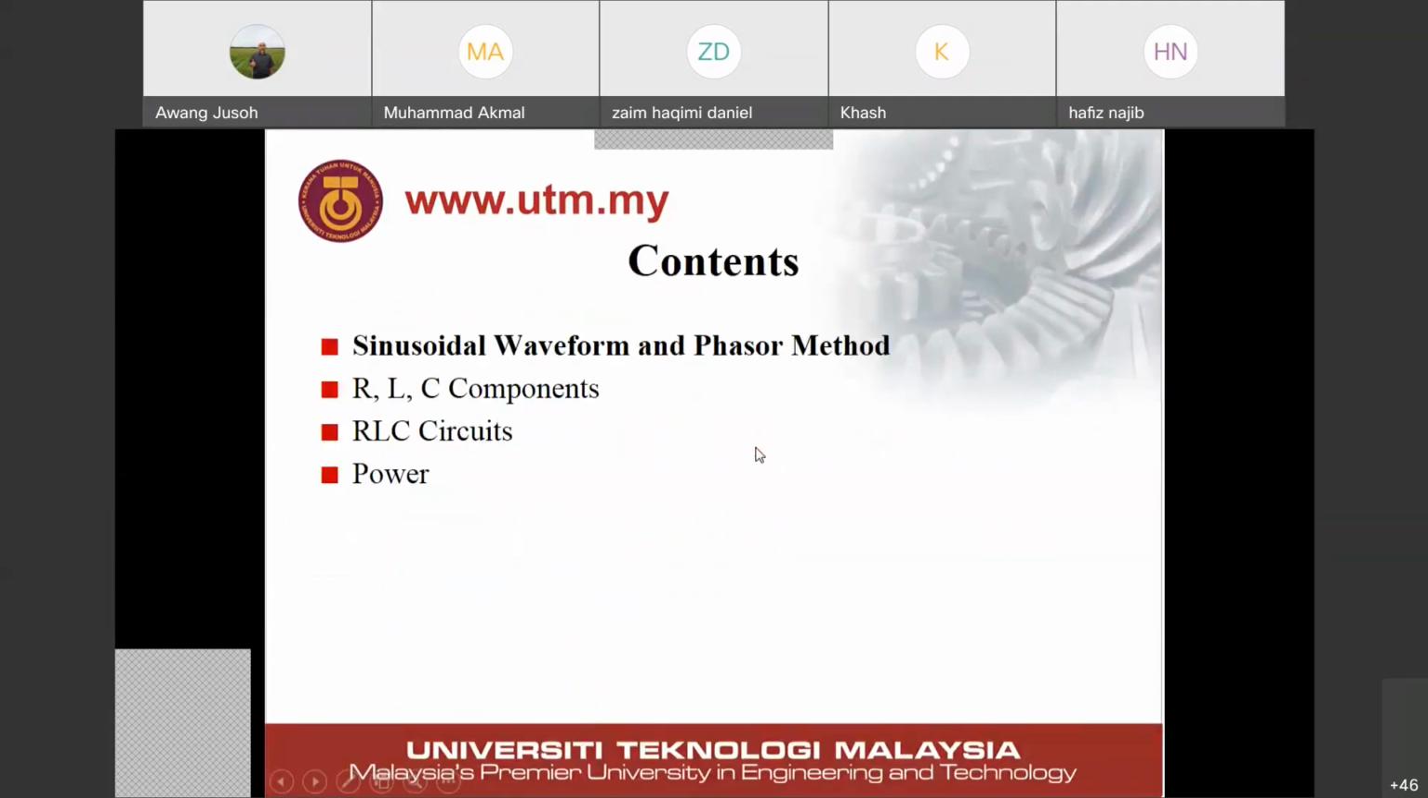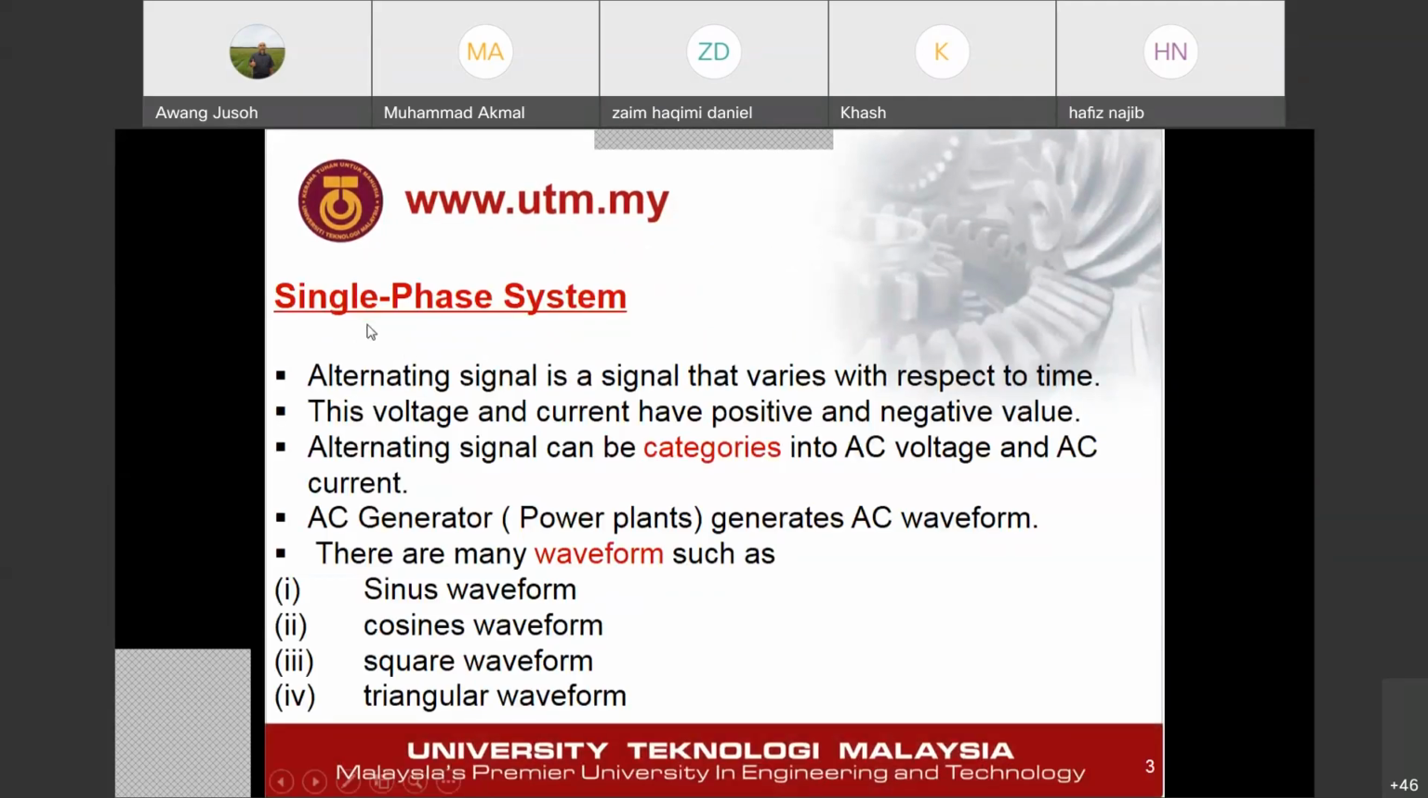Okay, now we go to this slide first. Single phase system. Basically, we only focus on single phase system first. We have three phase system also, but for the beginning, we start with the single phase. This is a simple circuit system.